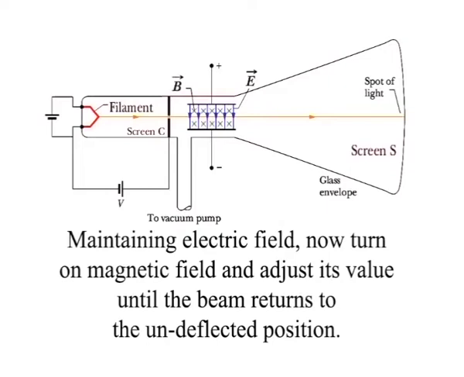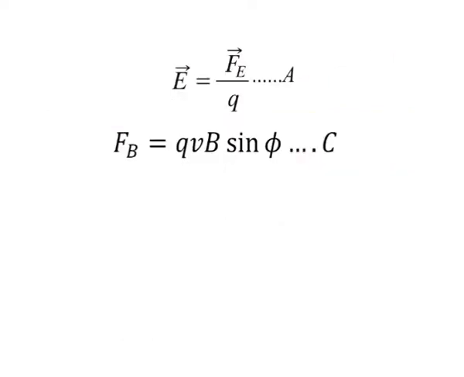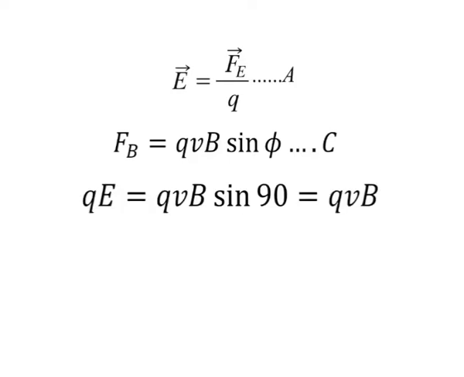When the two fields are adjusted so that the two deflecting forces cancel, we have from equations A and C, QE is equal to QV B sin 90, which is equal to QVB, or V is equal to E upon B. Thus, the crossed fields allow us to measure the speed of the charged particles passing through them.